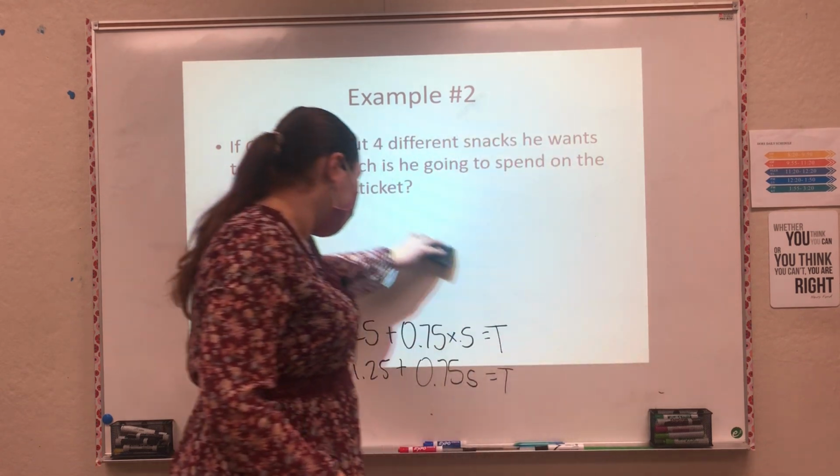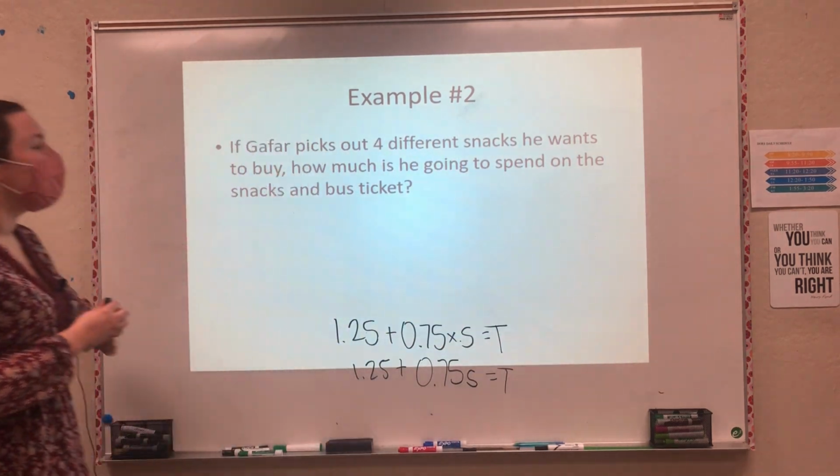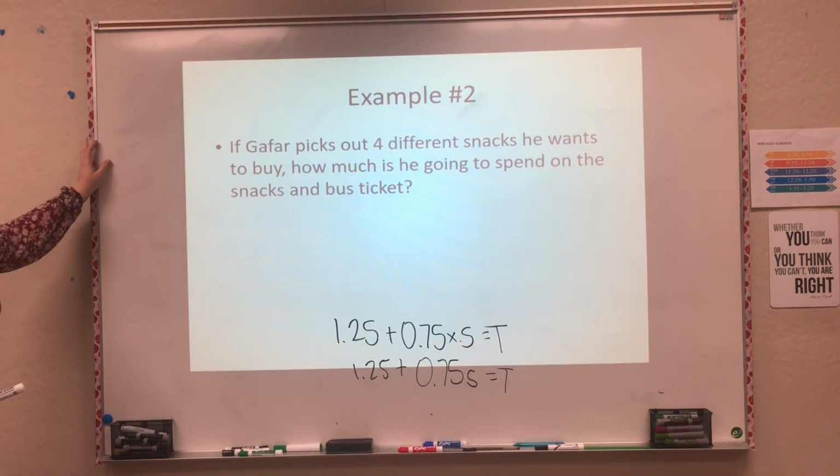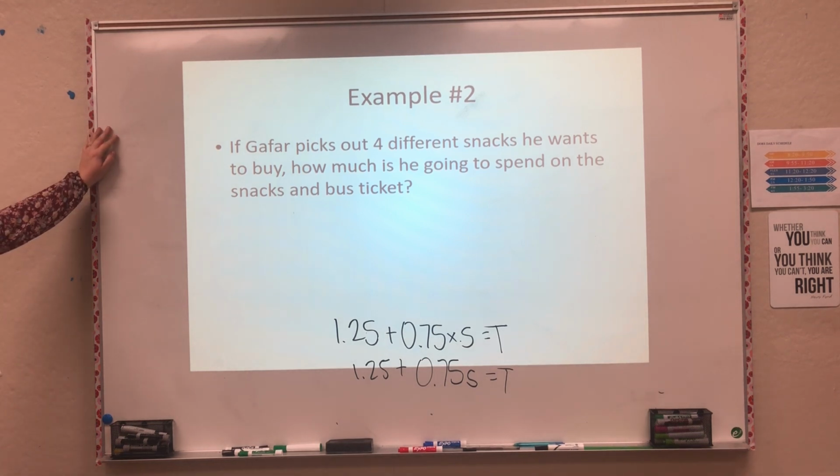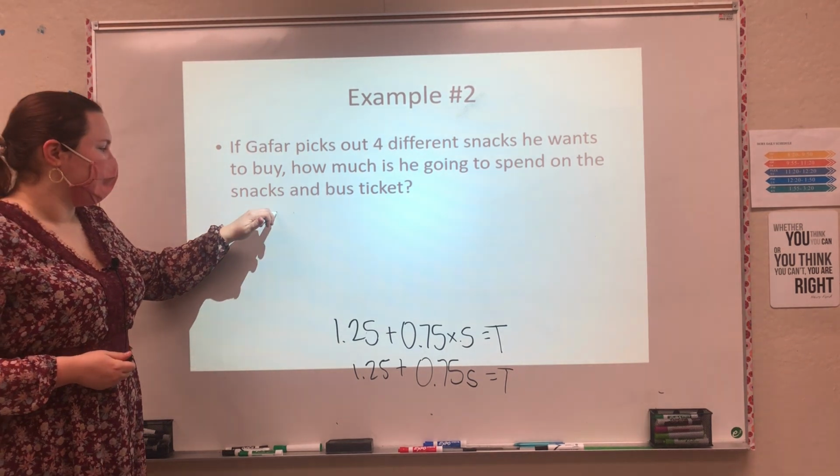We've got more information now. It says if Gafar picks out, okay, let's try this again. If Gafar picks out 4 different snacks he wants to buy, how much is he going to spend on the snacks and bus ticket? So it's going to be 0.75 times 4.